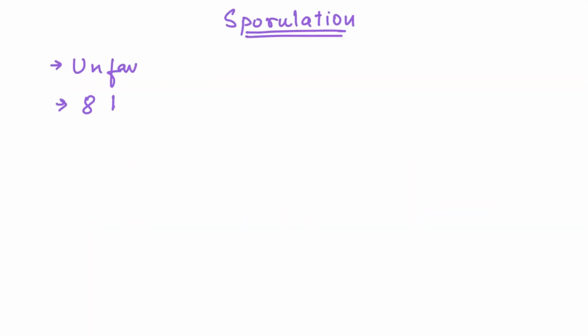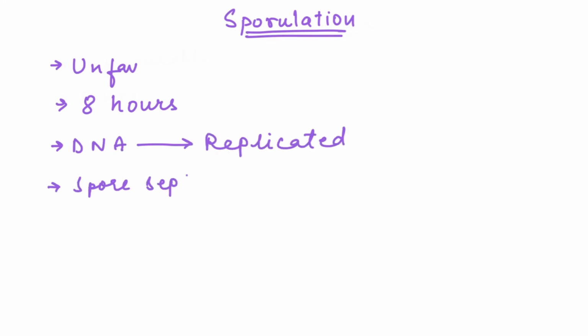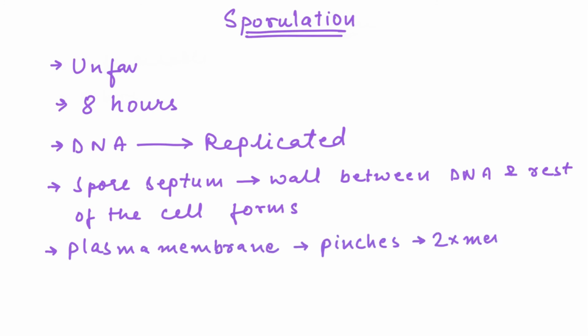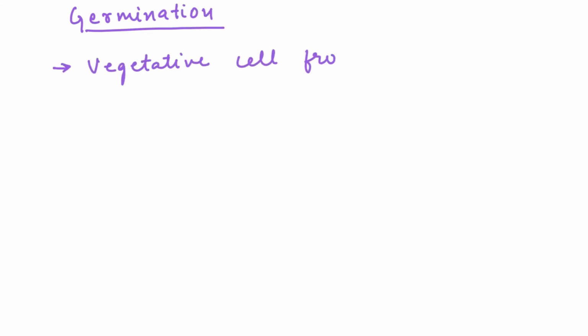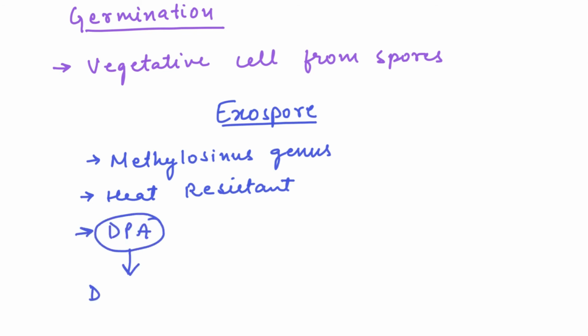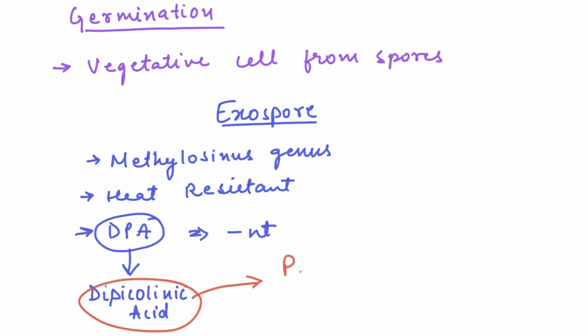Sporulation occurs in unfavorable conditions. It is formed within 8 hours. DNA gets replicated. A spore septum is formed between the DNA and the rest of the cell. The plasma membrane pinches and becomes a double membrane, which is known as the forespore. Germination. Formation of a vegetative cell from spores is called germination. Exospores. The genus Methylosinus forms exospores by budding at one end of the cell. They are not heat resistant; DPA, dipicolinic acid, which plays an important role in heat resistance, is absent.